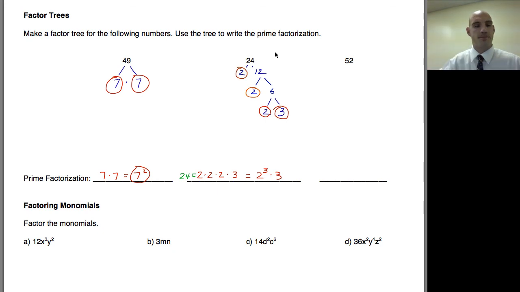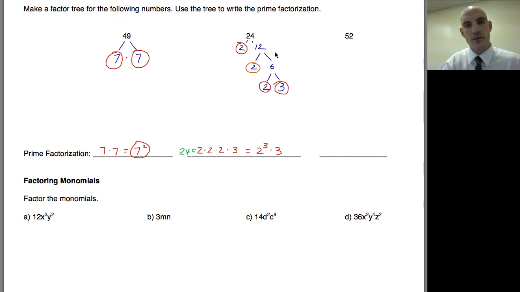that number in half. Let's talk about factoring monomials as the last piece here. Factoring the monomials is just putting together what we know about prime factorization and factor trees. Well, 12. If I factor 12, I get 2 times 6, and then 2 times 3. And so the prime factorization of 12 is 2 times 2 times 3.